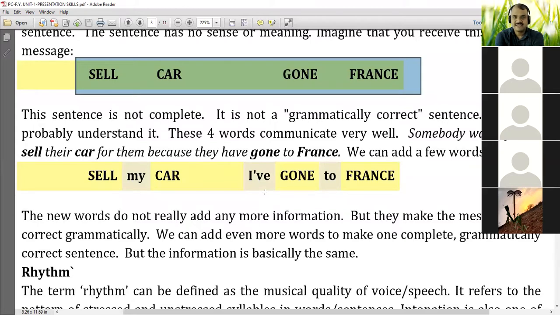Then the third word, gone. What is the category? It's also a verb. Correct. It is also a main verb, but its form is different. It is in past participle form, right? And the last word, which is a name of a country, is a noun. Correct.